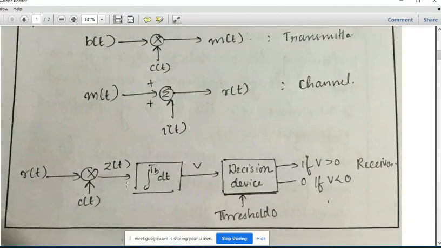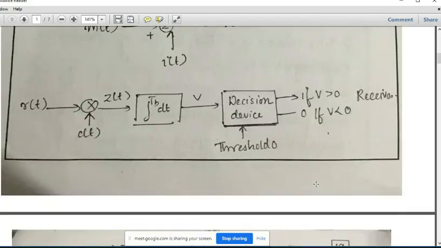That is, we have r(t) given to a product modulator which is supplied by c(t), which is the same c(t) which was used on the transmitter side, for coherent detection. So this product modulator output is z(t), which is given to an integrator. This product modulator followed by an integrator forms a correlator, and the correlator output is v, and based on this v and the threshold we make our decision. So this v is given to a decision device which has a threshold equal to 0, and if v is greater than 0, the receiver makes a decision in favor of 1, and if v is less than 0, the receiver makes a decision in favor of 0.